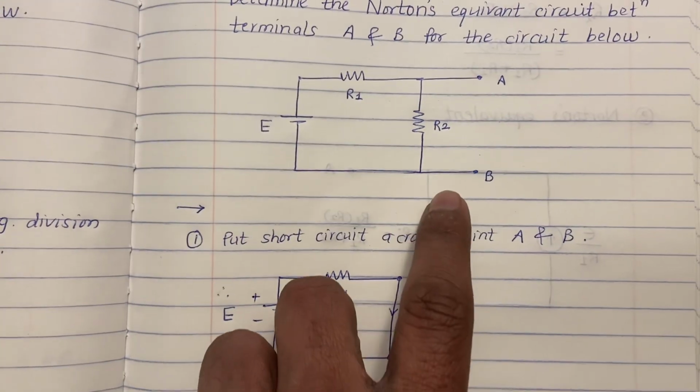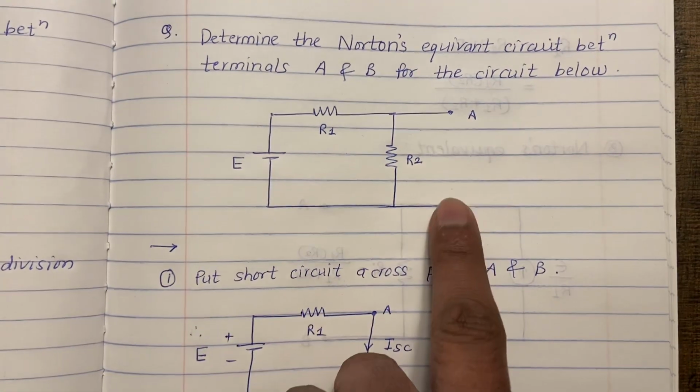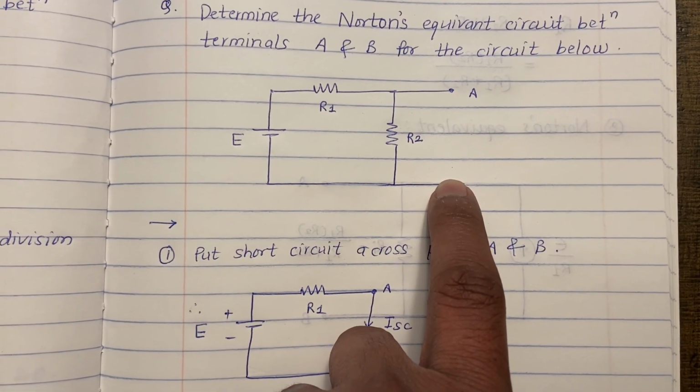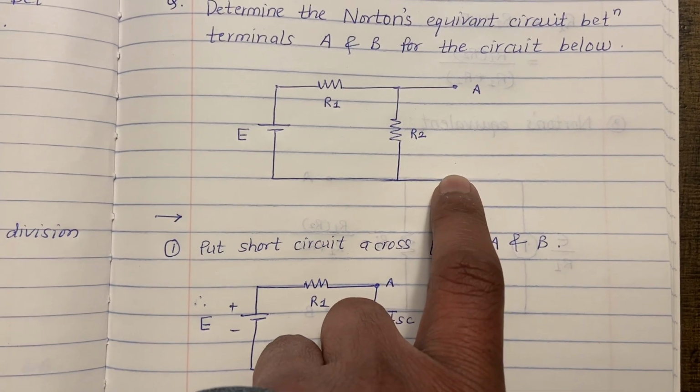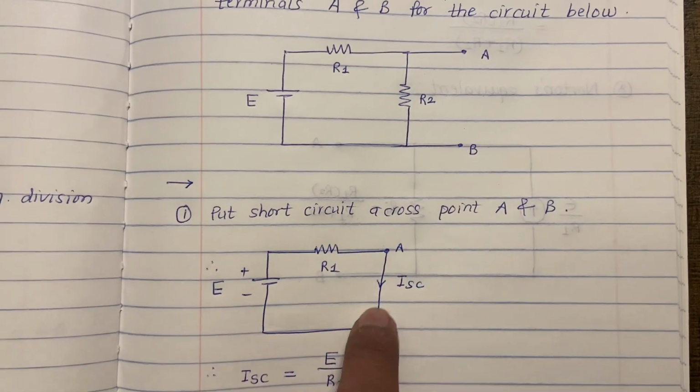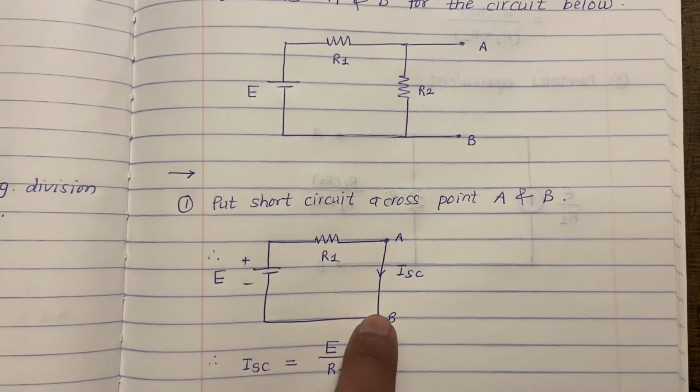If you don't understand, I will tell you one more time. We are going to short this. Whenever you are shorting points A and B, there is zero resistance, which means a large current will go through here. There will be zero current flowing through R2, so we have to disregard or remove R2.